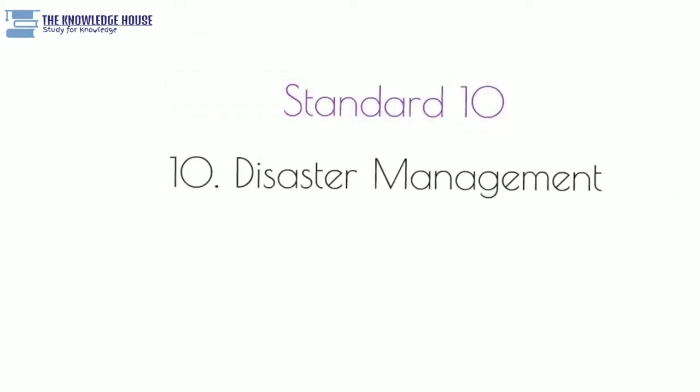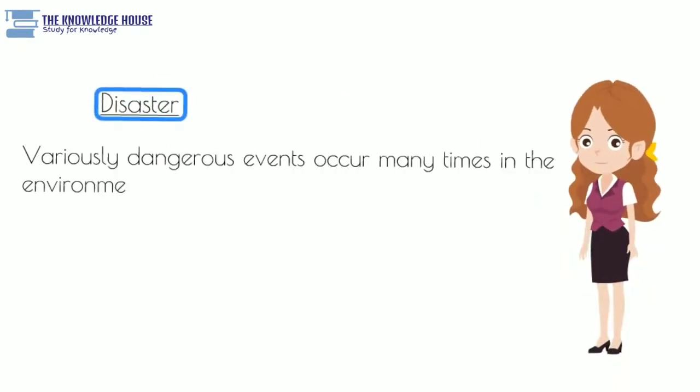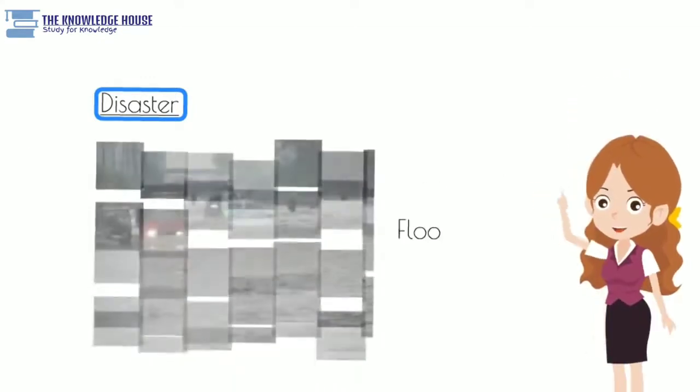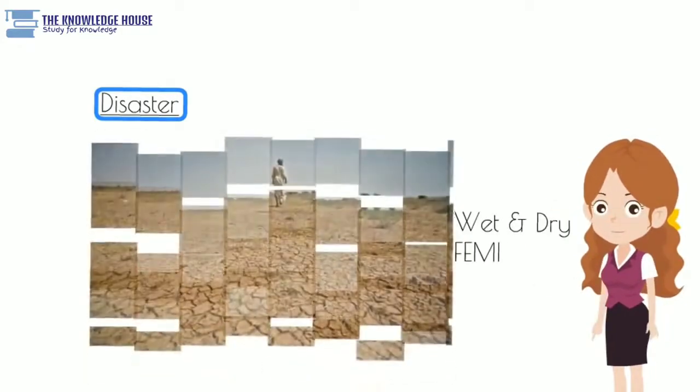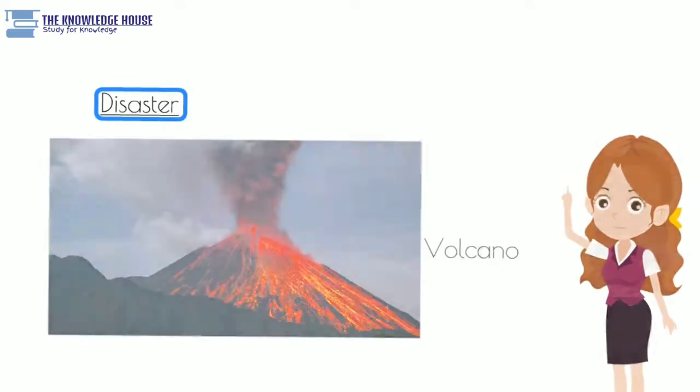Standard 10. Chapter 10: Disaster Management. Various dangerous events occur many times in the environment. Those are called disasters. Some of the main natural disasters are floods, wet and dry famine, cyclones, earthquakes, volcanoes, etc.